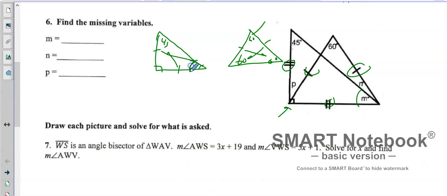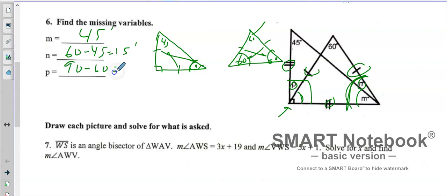All right? So M, that's right here. That's on the 45. So that's 45 degrees. N, that's right here. Well, we just said that this is 60. So this whole thing here is 60. So N is going to be 60 minus 45, which equals 15 degrees. And then P, remember this is all 90, but we found out that this right here is 60. So this is going to be 90 minus 60, which is 30 degrees.